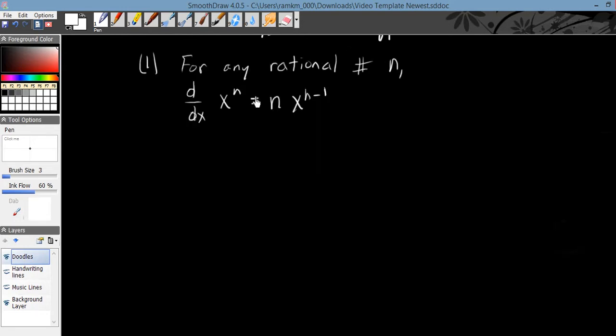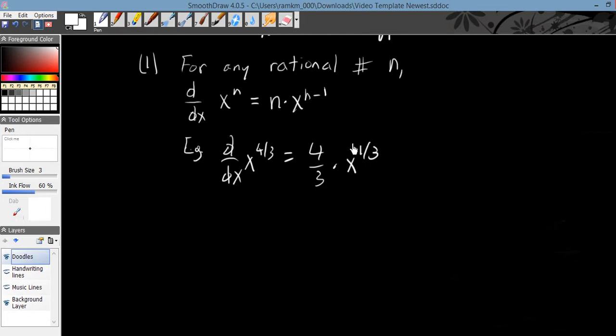First rule is that for any rational number n, the derivative of x to the n with respect to x is n times x raised to the n minus 1 power. So an example of this would be the derivative of x to the 4/3. That'll be 4/3 times x to the 1/3.